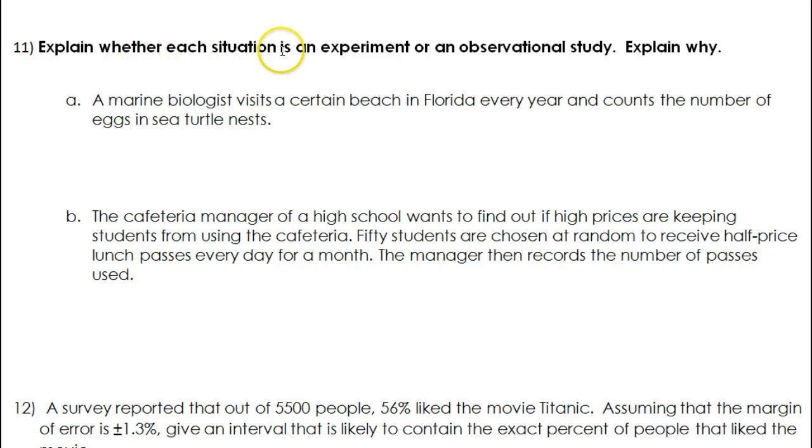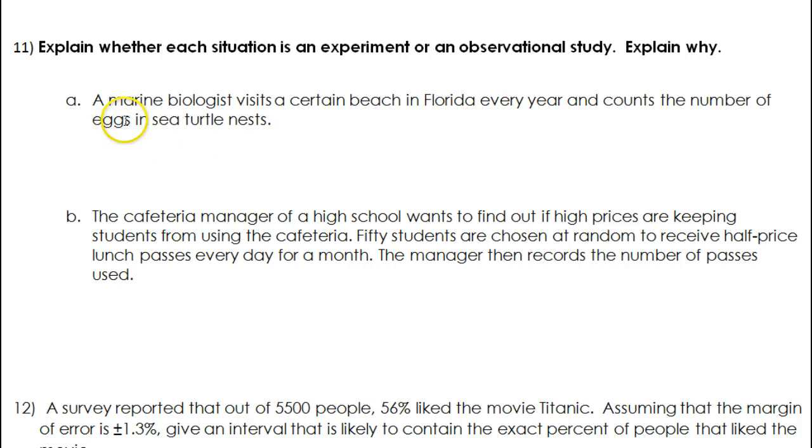Explain whether each situation is an experiment or an observational study. Explain why. It'll be an experiment if the researcher is imposing some sort of a treatment on the subjects. In other words, if the researcher is deciding which subjects get which treatment, then it's an experiment. If the researcher is just showing up and recording what's already going on, and if the subjects themselves sort of sorted themselves into the treatment groups, then it's an observational study.